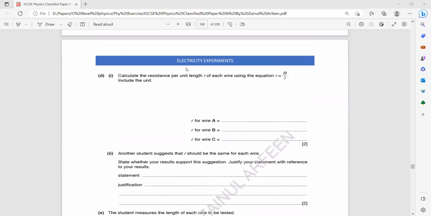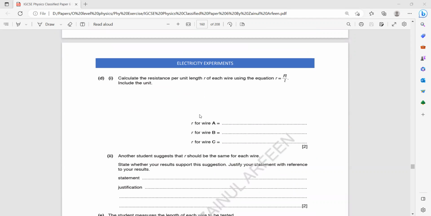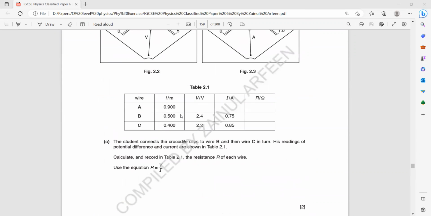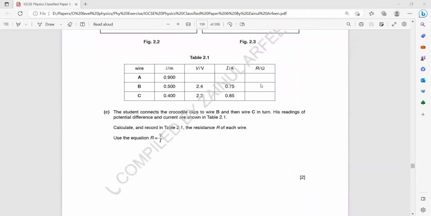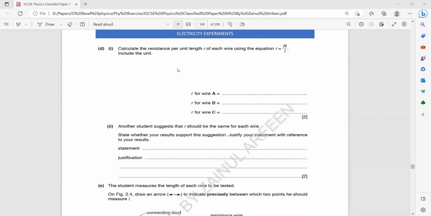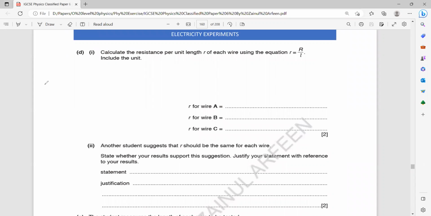Next, calculate the resistance per length for each, R over L. Resistance per length means resistance divided by length. So A was 0.9, B was 0.5, and C was 0.4. The resistance of A when we calculated using the formula was 5.62. Resistance of B when we calculated it was 3.20. And resistance of C when we calculated it was 2.59.